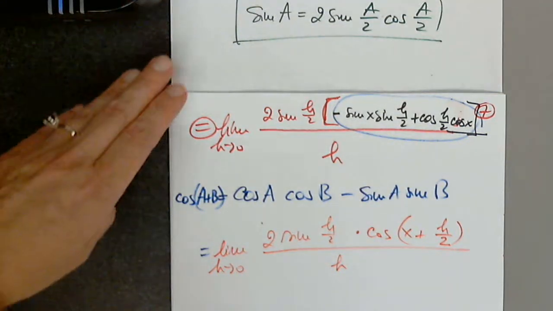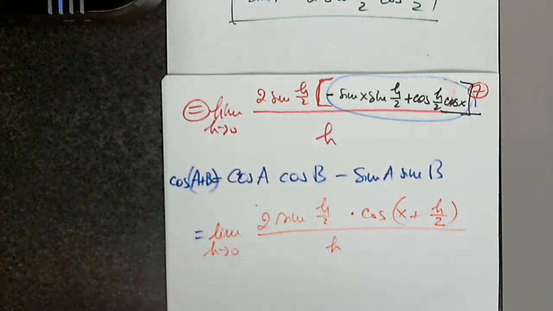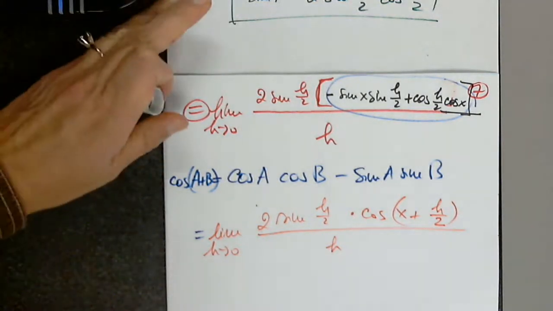One more algebraic manipulation. I'm just looking to see where I'm with time. 50. Okay, I have to finish. So let's stop it. Okay, very good.